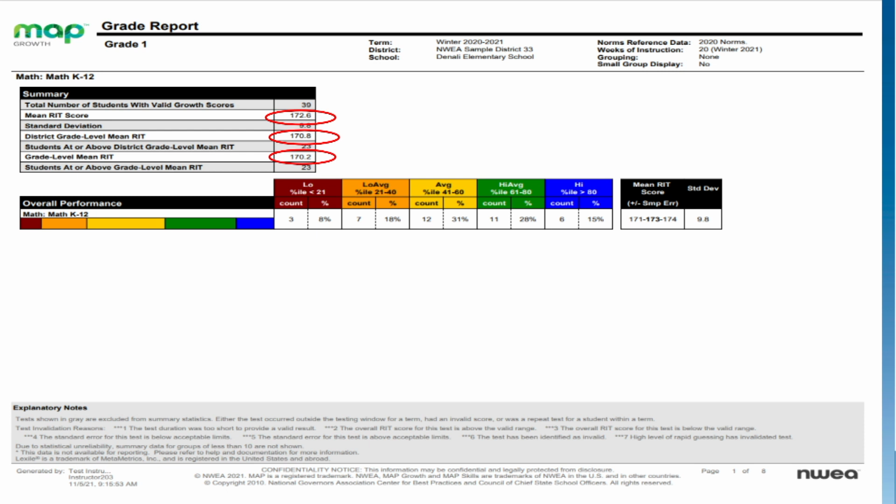We can see first as we run this report, this is grade level 1, this is grade 1 in math. The 1st graders here were scoring a 172.6 in the winter compared to the district that was scoring about a 170 during the same time, and the grade level mean of about a 170. So these 1st graders are doing slightly above the district and what we would see nationally.